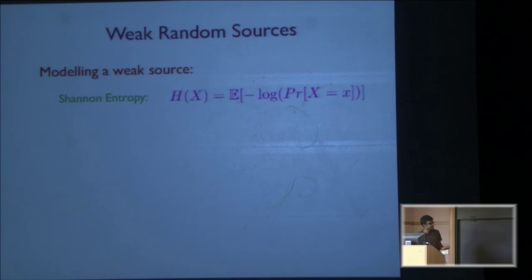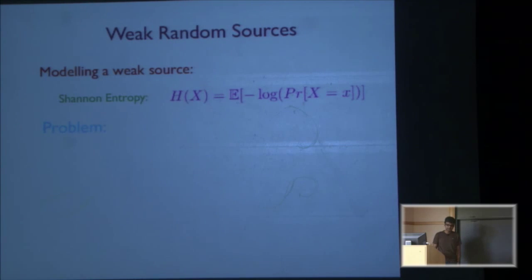Maybe a preliminary attempt would be just to say that the source has good Shannon entropy, where the Shannon entropy is defined to be the expectation of log of 1 over the probability that X equals x, which is a good normalization.